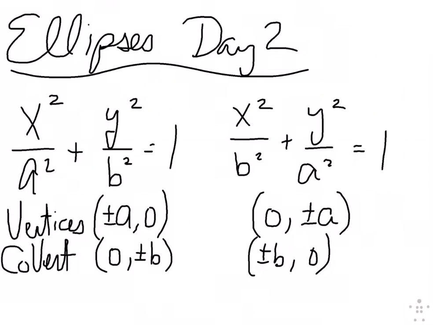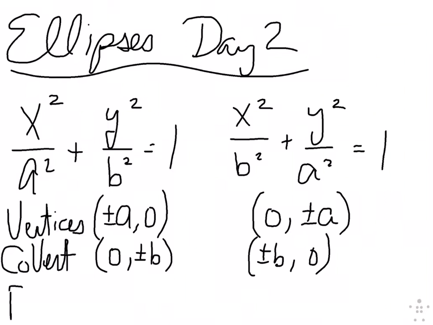Okay, so just so that you guys know, again, the reason why the a was in the vertices in the first one, it's on the x position because it's underneath the x. The reason why it's in the y position over here on the right-hand side is because it's underneath the y. That's the only reason why.